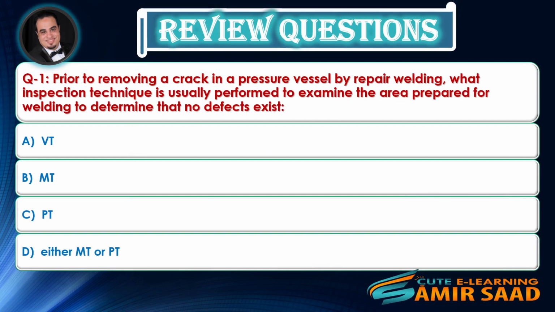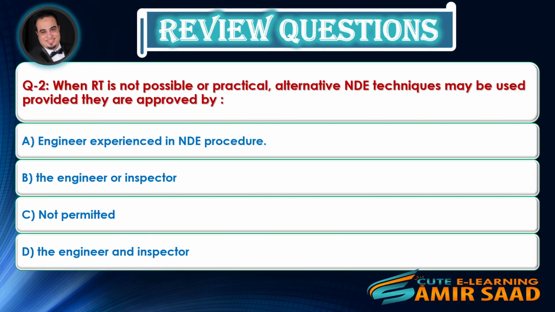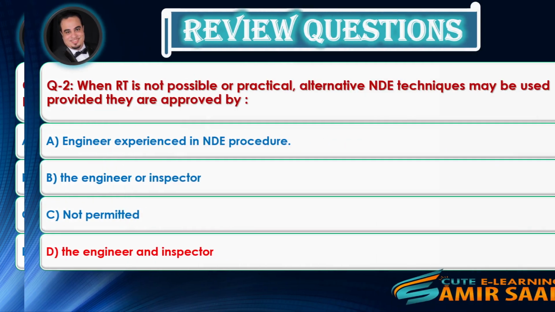Review questions. Question number 1. Prior to removing a crack in a pressure vessel by repair welding, what inspection technique is usually performed to examine the area prepared for welding to determine that no defects exist? Answer is D. Question number 2. When RT is not possible or practical, alternative NDE techniques may be used provided they are approved by. Answer is D.